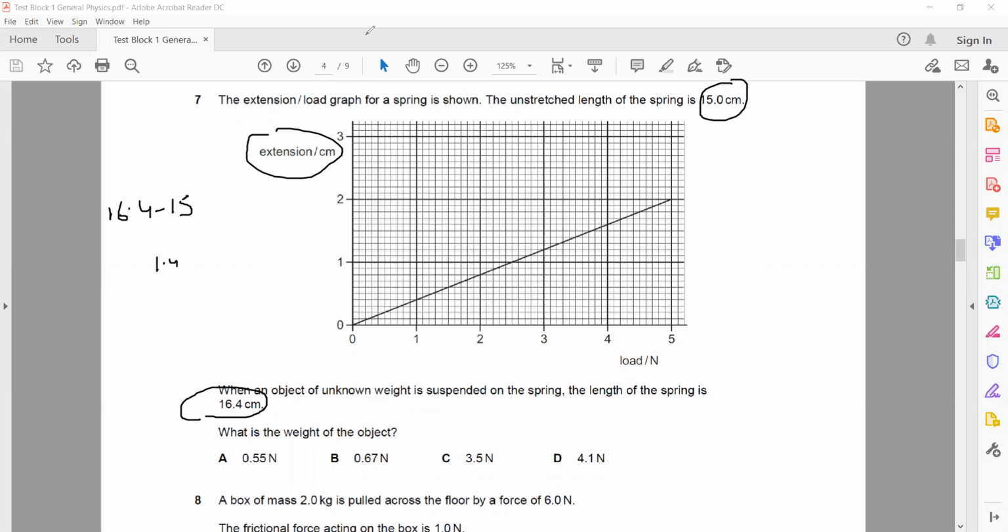So from 1.4 you will draw a line. This is 1 point, between each is 0.1, so 1.1, 2, 3 and 4. And then find what is the load or the weight which causes this extension. That's equal to 3.5.